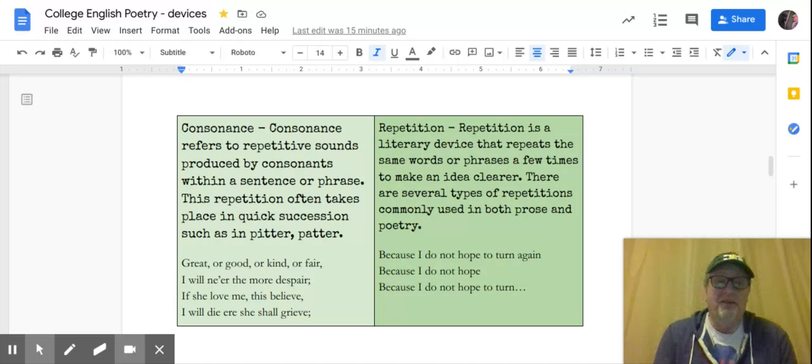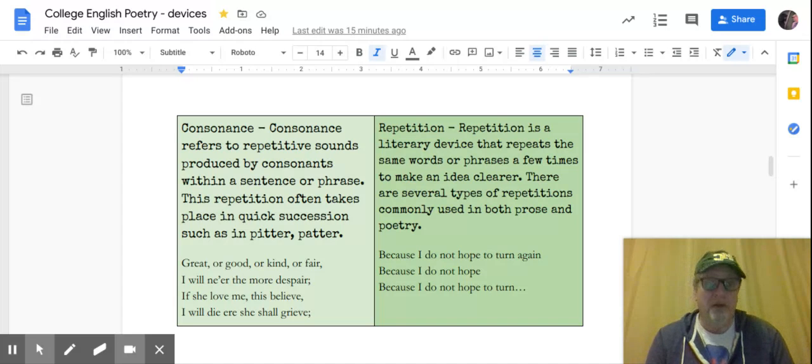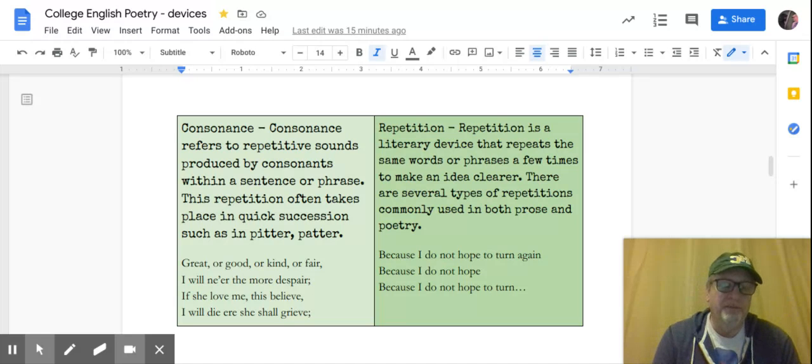Repetition is a literary device that repeats the same word or phrases a few times to make an idea clearer. There are several types of repetitions, commonly used in both prose and poetry. This is the one that you're going to recognize first because they repeat the lines. Pop songs do that too.